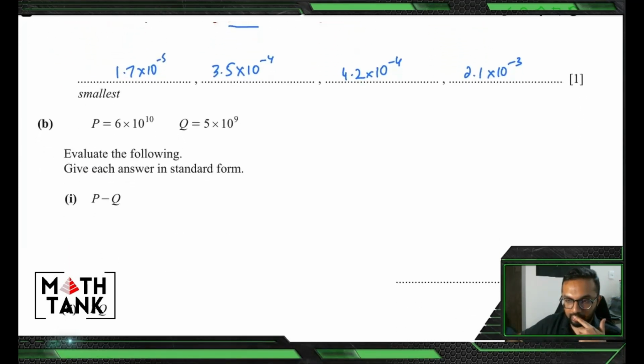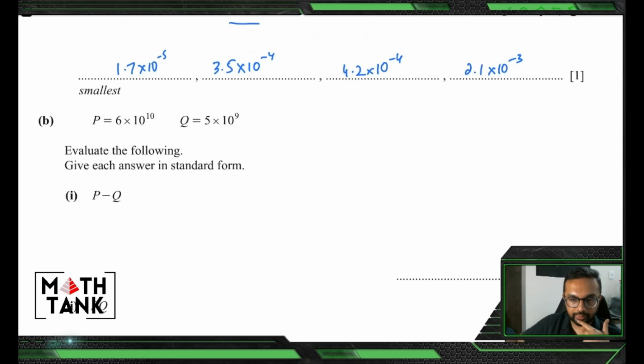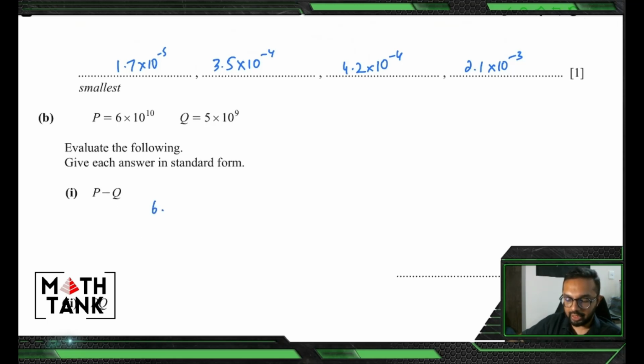Then this next question asks you to find P minus Q. Both are in standard form right now, 6 times 10 power 10, 5 times 10 power 9. So in order to subtract these numbers, I'm going to first write them down like that. 6 times 10 power 10 minus 5 times 10 power 9. Again, there are various ways of doing the question. How I teach it to my students is that I ask them what power of 10 can be taken out common. So 10 power 9 can be taken out common.